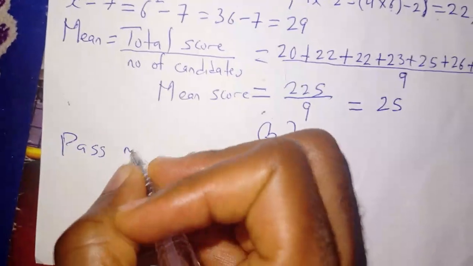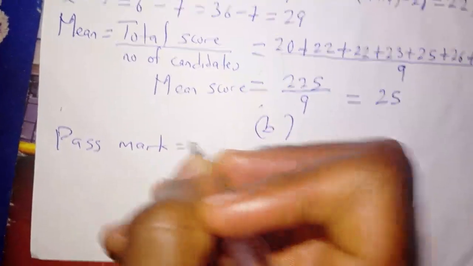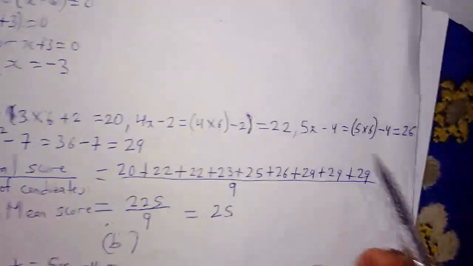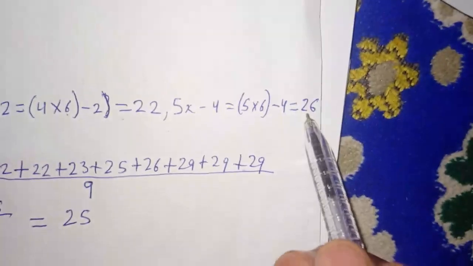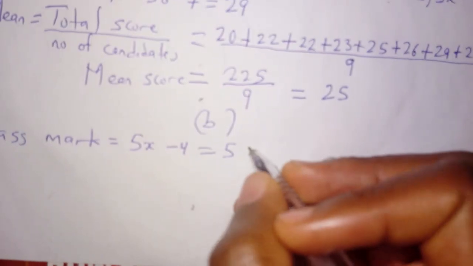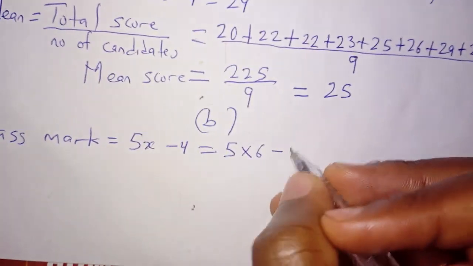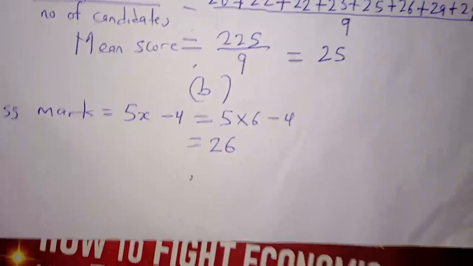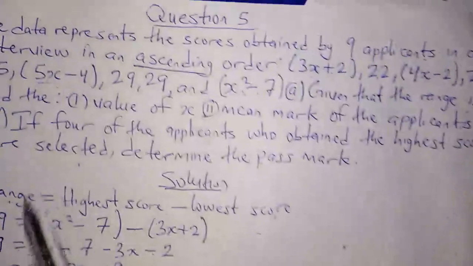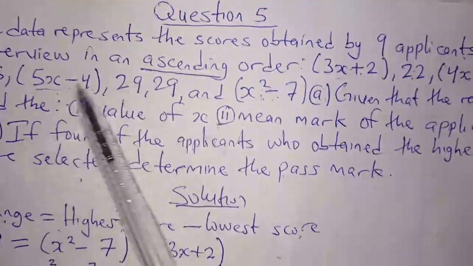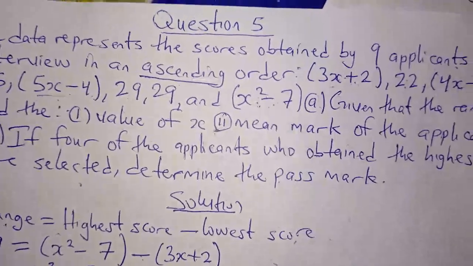So the pass mark is going to be 5x minus 4, which you already got here. You may decide to do the substitution again, that's fine. But you got here to be 26. But let me just do it again. 5 times 6 minus 4, and that's going to be 26. So 26 is just the pass mark. So it means from the guy that has 26 here up to the one that has this 29 here, the four of them, 1, 2, 3, 4, will be selected.